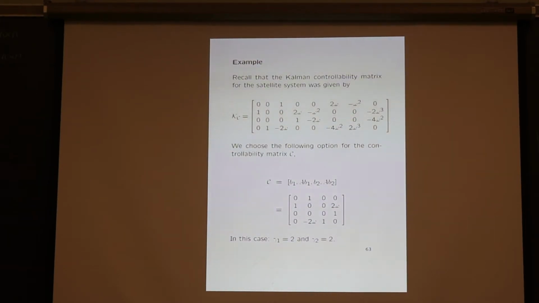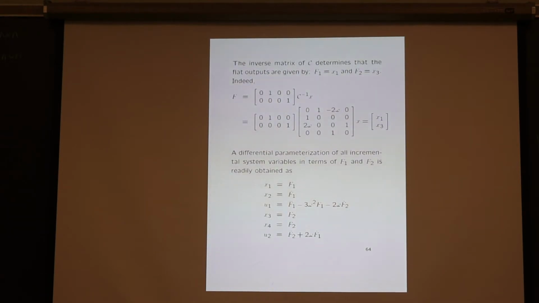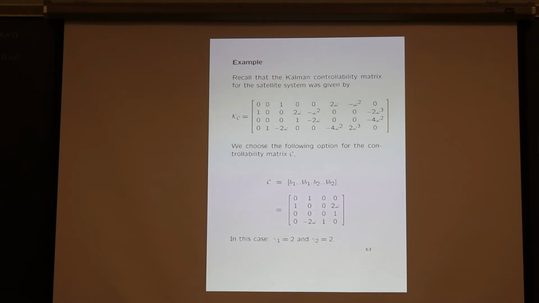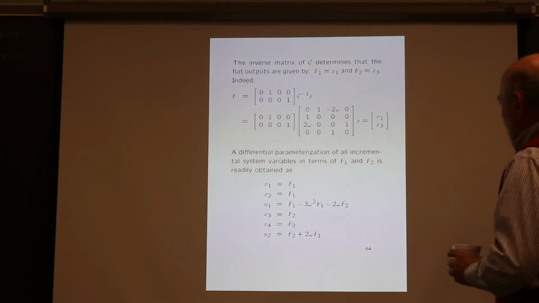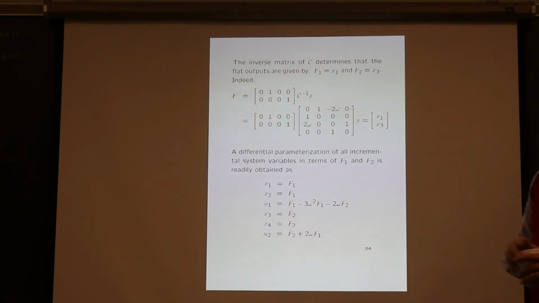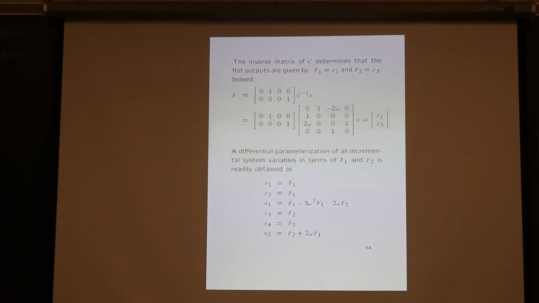So in that example for the satellite system, we took that definition of the flat outputs. It's just the radial position and the angular position, and the parameterization will show you everything you need to know about the internal features of the system.